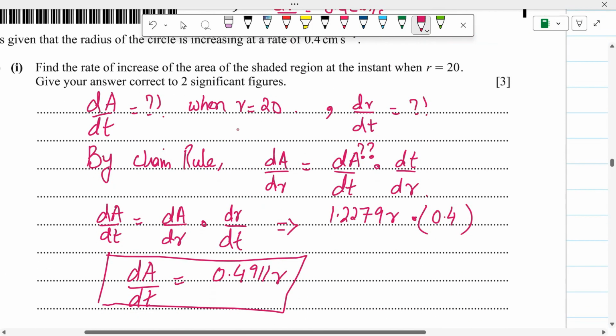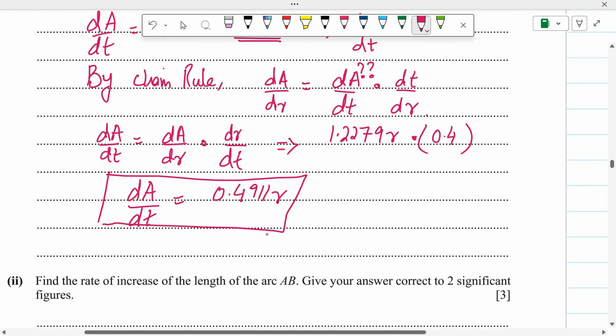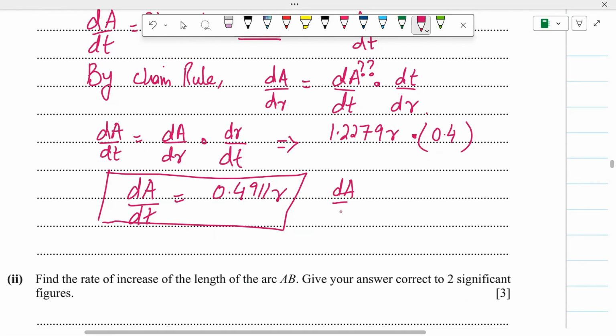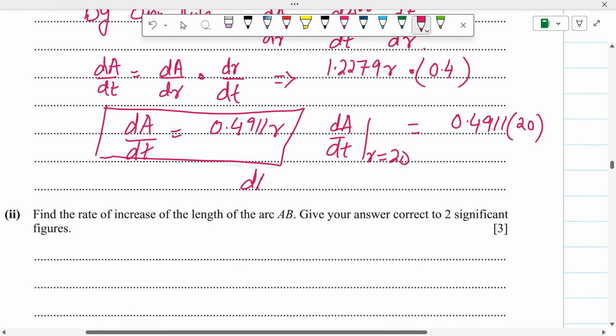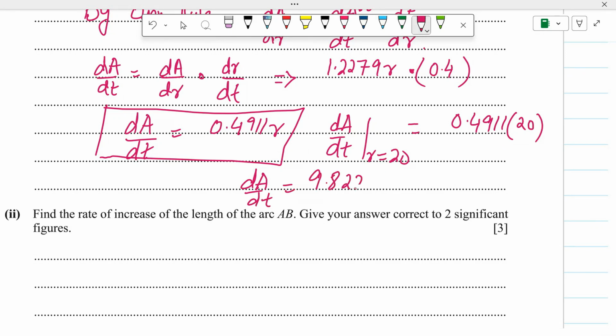And it is given that we need to find the rate of change of area when r is 20. So plugging the value of r, dA over dt when r is equal to 20 is equal to 0.4911 times 20. So the rate of change of area with respect to time, when we multiply, we will get 9.8223. Or you can write in centimeter square per second.